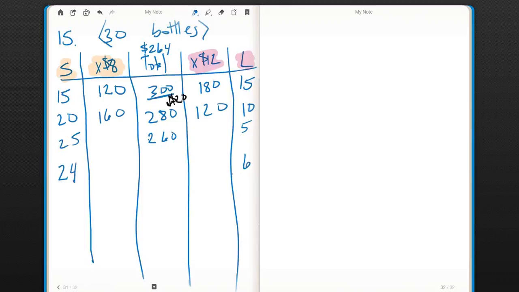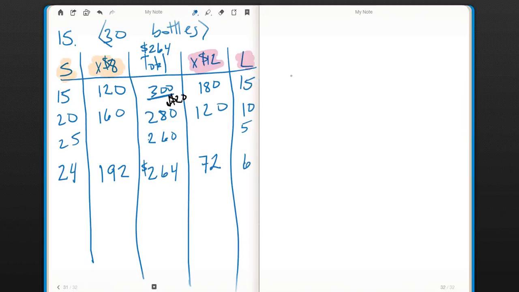Now, you can try as many of these as you want to, right? You can fill up the whole chart. If you want to guess smartly, then you can notice things like that. If you just want to guess and check your way to the answer, that works. But if I buy 6 large bottles at $12 a piece, I pay $72. If I buy 24 small bottles at 8 a piece, it's $160, and 32 makes $192. And when I add these together, joy of joys, I get $264.